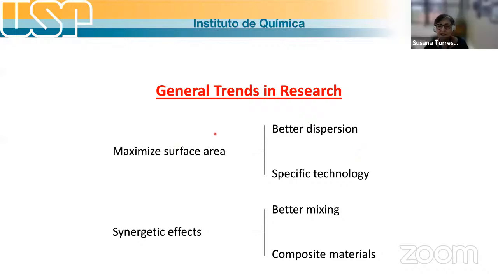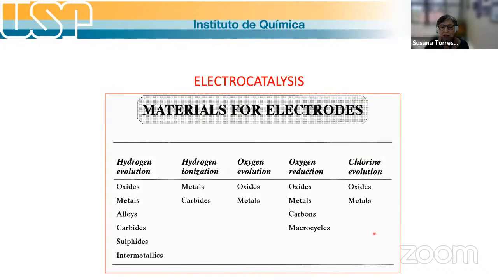Okay, so the general trends in research: we can see that we try to maximize the surface area to obtain better dispersion, specific technology and synergic effects, for example, better mixing of composite materials. And you know that the electrocatalyst, the material for the electrode, depends on the kind of reaction. I have put here some of the reactions that we have: oxygen evolution, oxygen reduction, chlorine evolution, CO2 reduction, nitrogen reduction. The variety of electrocatalysts that we have is enormous.